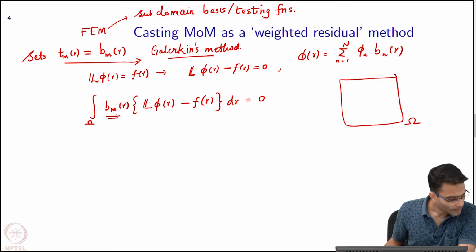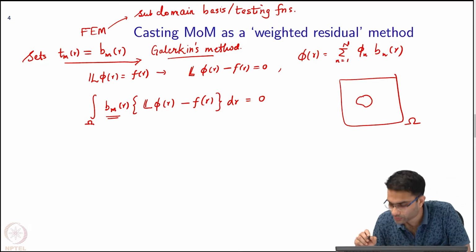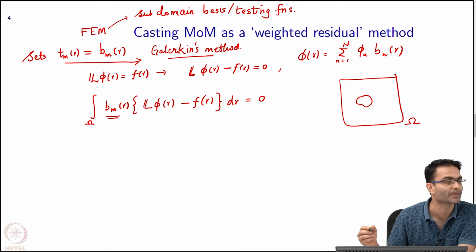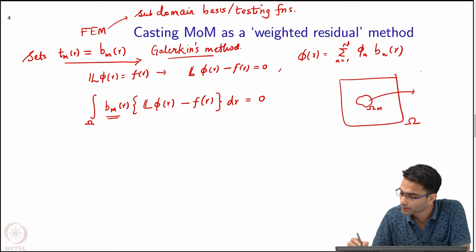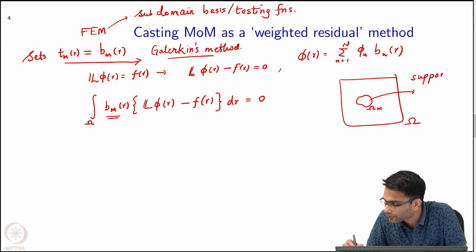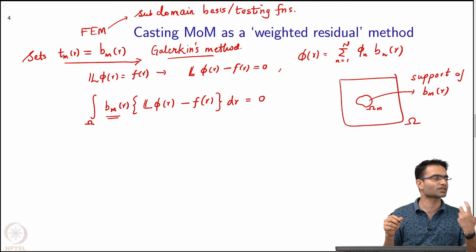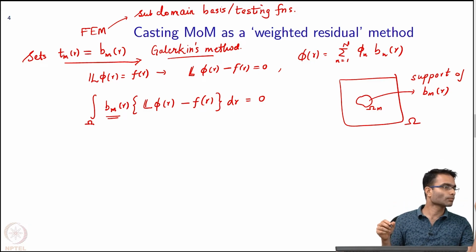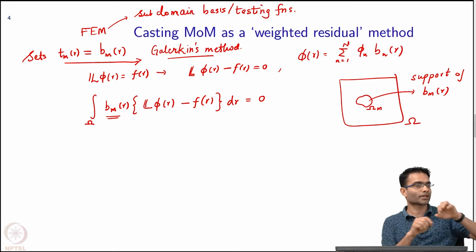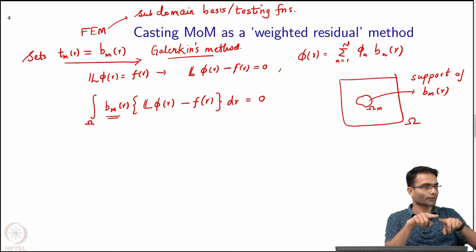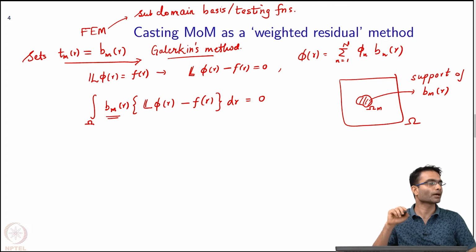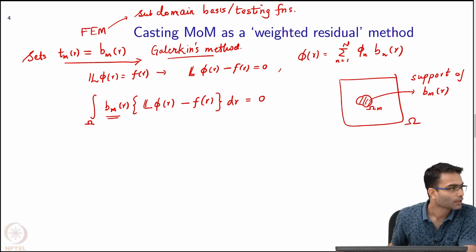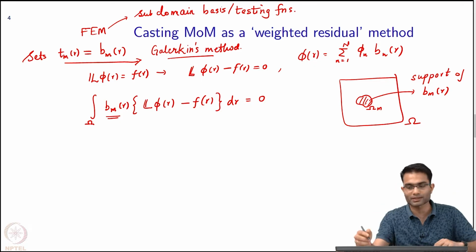So, let us say this is the region where Bm is non-zero, this is sigma m. We call it the support of Bm of r. Support means the region in space where it is non-zero, outside it is 0. So, in that first picture where you saw that aircraft broken up into triangles, each triangle is like this one, omega m, and the domain will be composed of little such things.